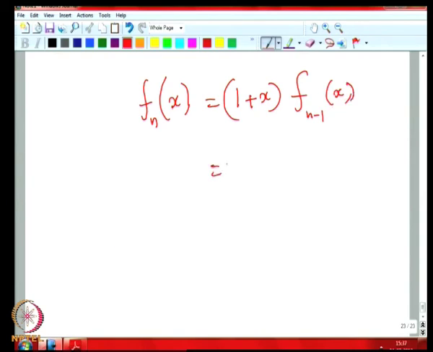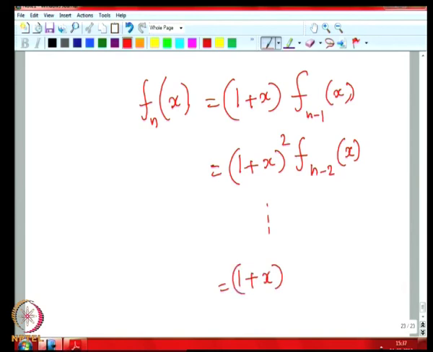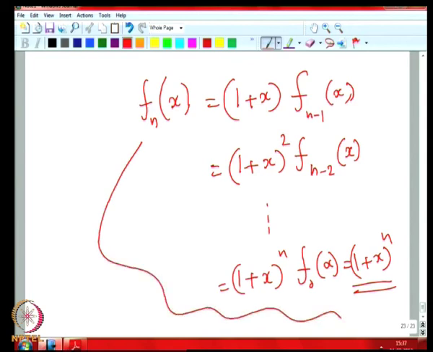Now, we can keep on unrolling, this will be 1 plus x into f n minus 2 of x, sorry, square, and so on. So, finally, this will become 1 plus x raised to n into f 0 of x, which is just 1, so 1 plus x whole raised to n. This is what the binomial theorem gives; from the binomial theorem you already knew that it should be 1 plus x raised to n, but we can get it in a roundabout way like this. So, just for illustrating the technique.